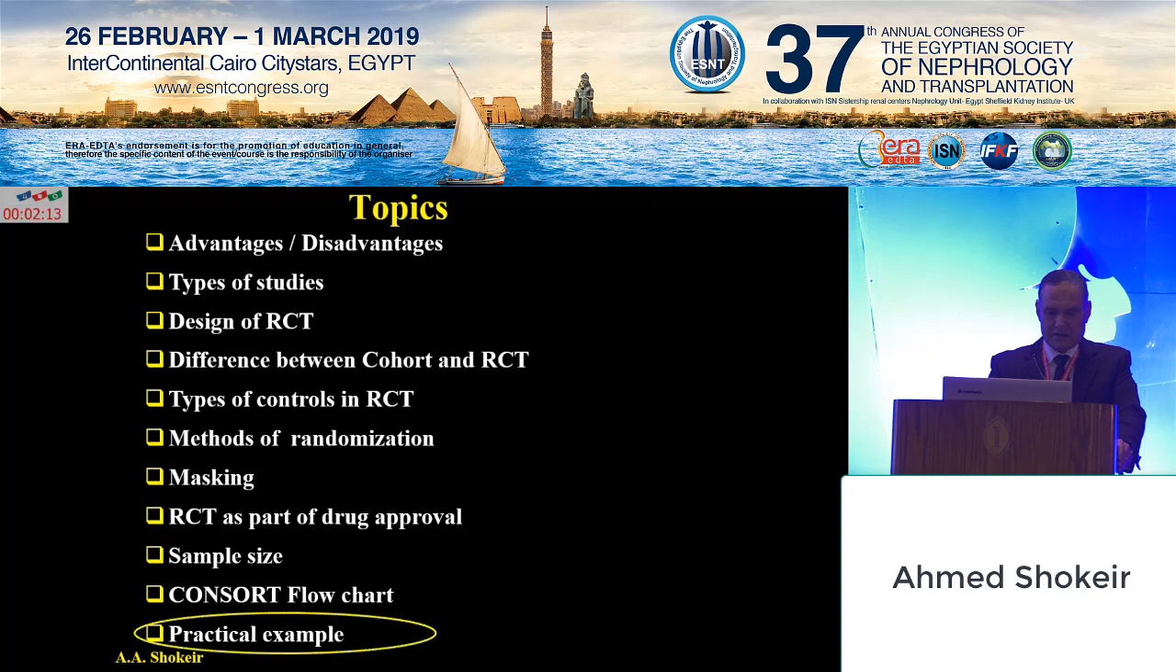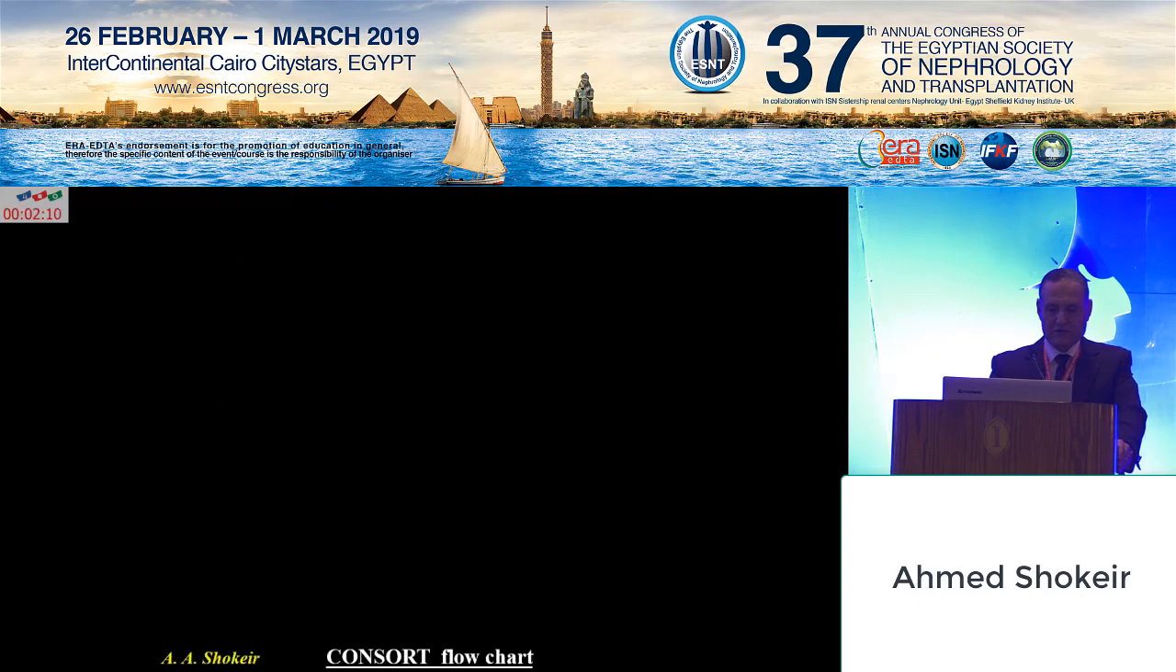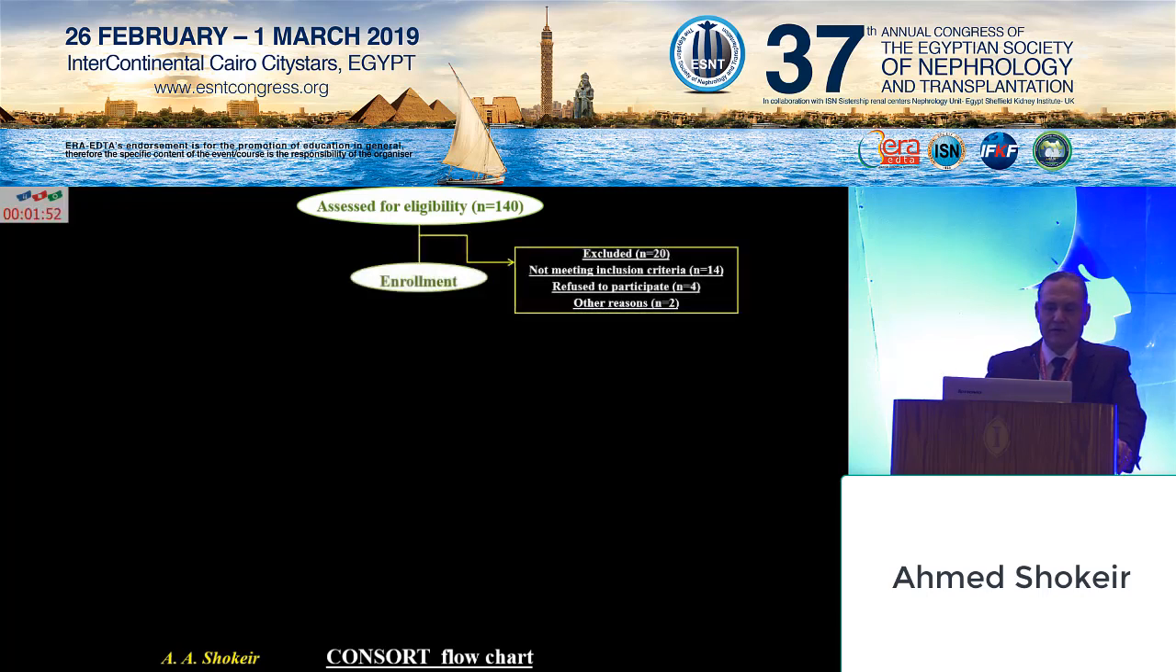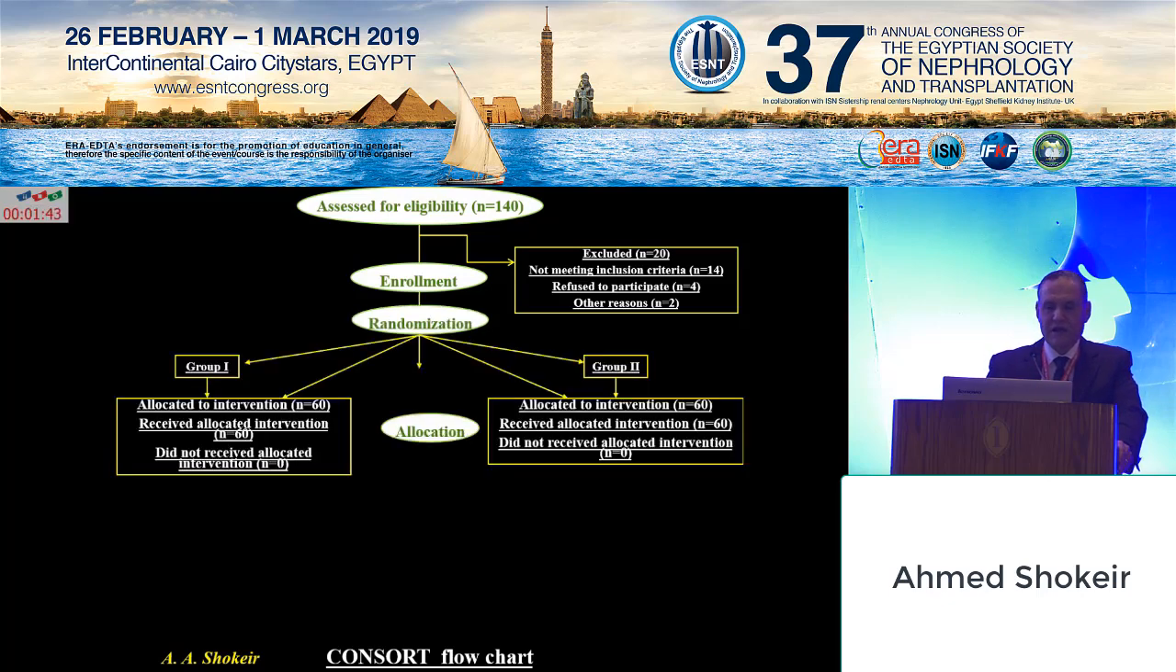And this is a practical example of a Consort Flowchart. We start by station number 1, which is assessment for eligibility. That includes the number of patients chosen to be included in the study. And stage number 2 is enrollment, which includes exclusion of some patients. In this example, we excluded 20 patients. And the third station is allocation by randomization. The 120 patients were divided into 2 equal groups. Each group contains 60 patients.